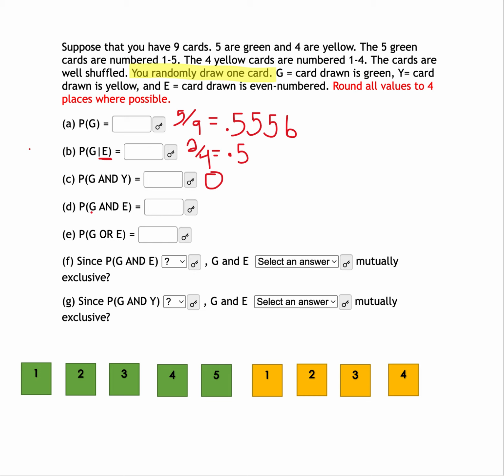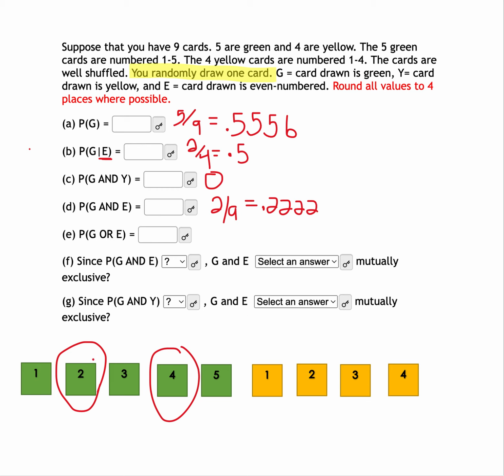Find the probability that we pick a green and an even card. So out of all of these cards, we've got to look to see how many are green and even at the same time. So here's one that's green and even. Here's one that's green and even. There's no other green and even cards, so there's 2 out of a total of 9. So I'm going to take 2 divided by 9. And that's going to give me 0.2 repeating, but when we round it to 4 places, that's going to be 0.2222.